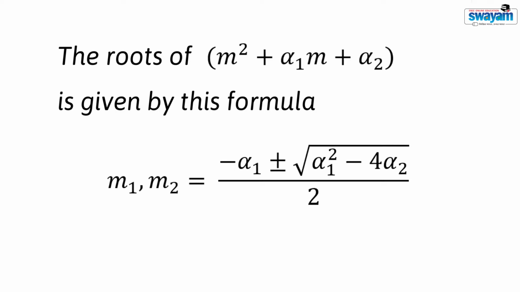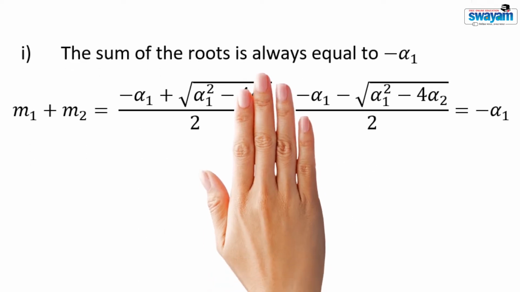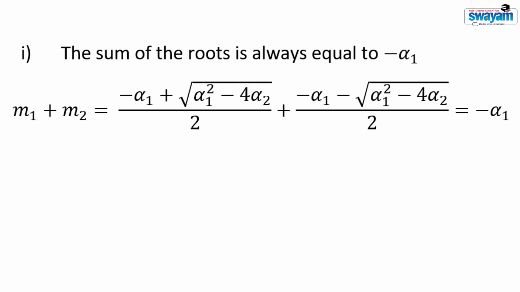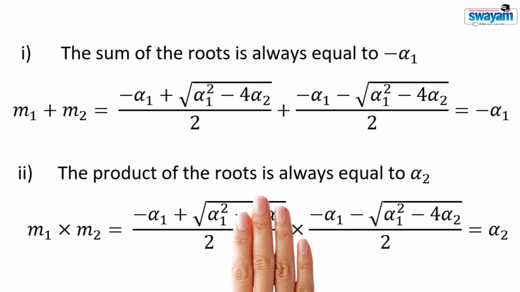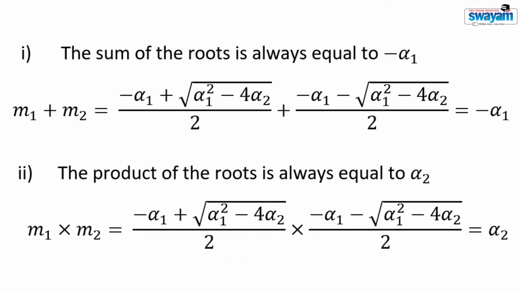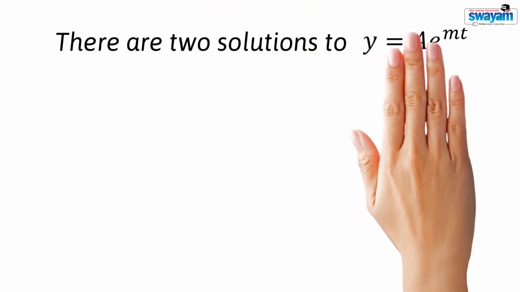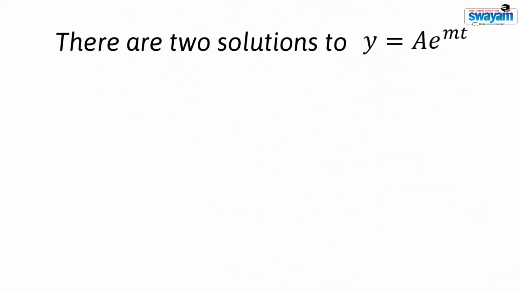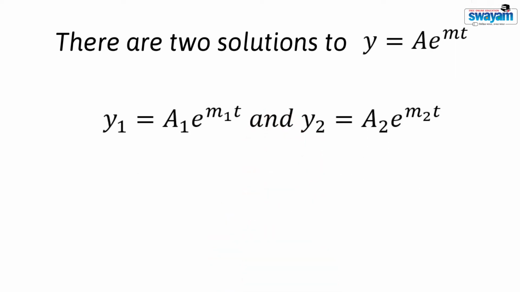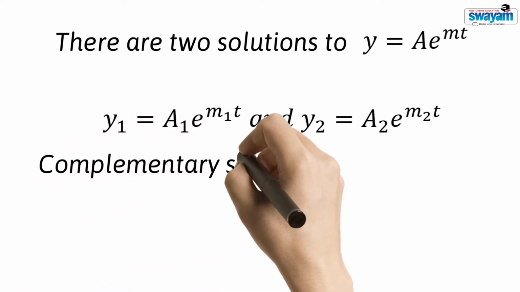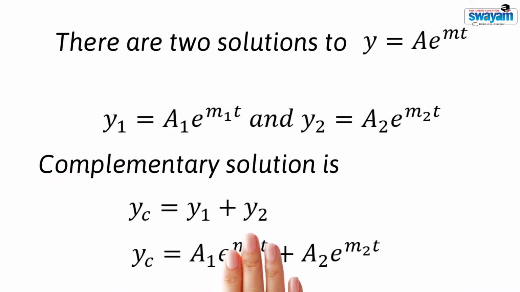There are two interesting relationships between the two roots. First is that the sum of the roots is always equal to minus alpha 1. And second is that the product of the roots is always equal to alpha 2. Therefore, there will be two solutions of y is equal to a into e to the power mt. The complementary solution is given by the sum of the two solutions, that is, yc is equal to y1 plus y2.